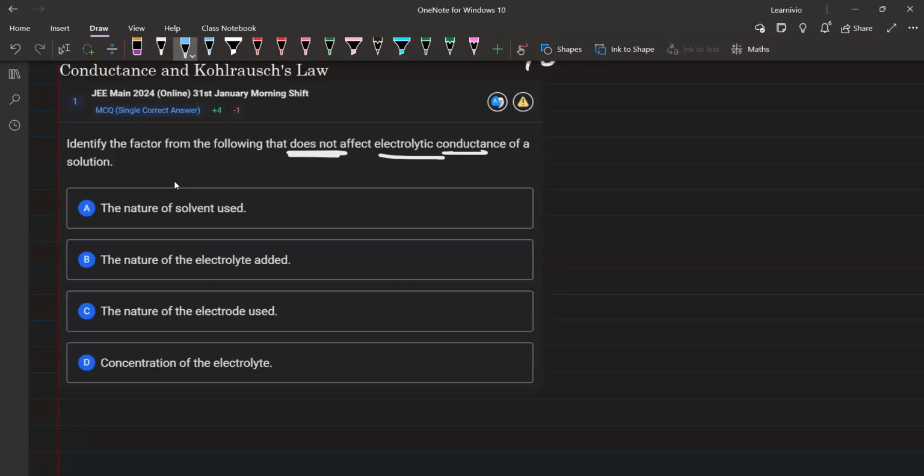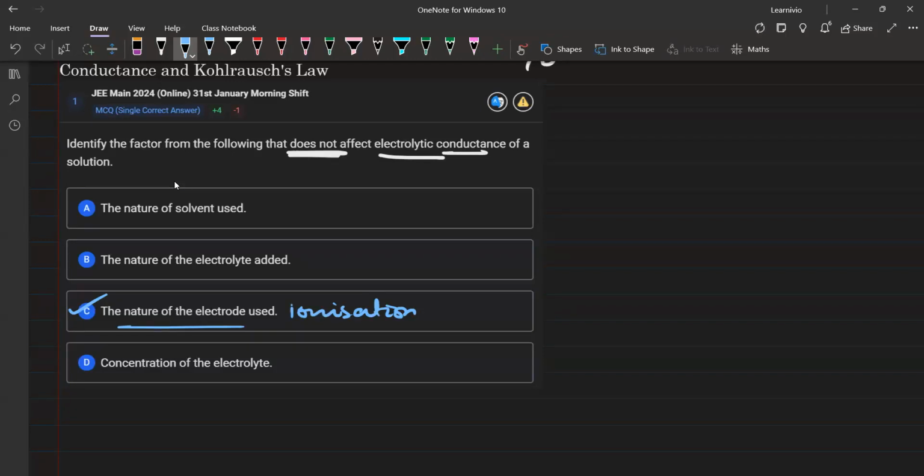The nature of electrolyte added is also going to affect, because it may be a strong or weak electrolyte. Then we have the nature of electrode, and the concentration of electrolyte. The nature of electrode does not affect the ionization of the electrolyte. Even if you don't have any electrode and you put something in water and it ionizes, okay? So C is the correct option. It is not going to affect the electrolytic conductance.